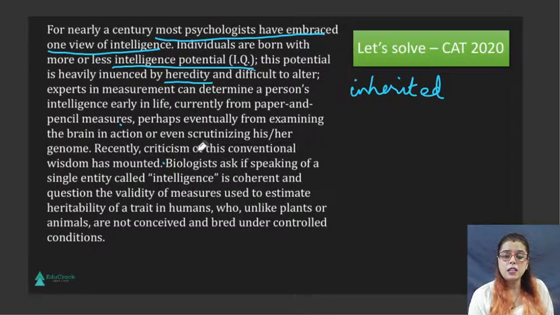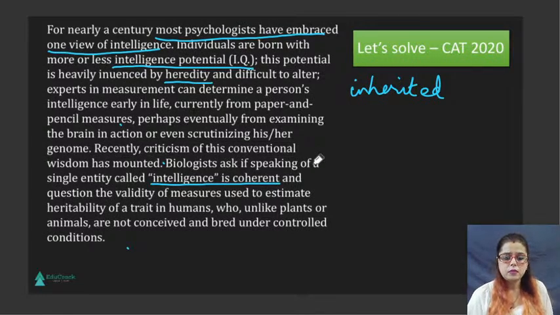Let's see. Biologists ask if speaking of a single entity called intelligence is coherent and question the validity of measures used to estimate heritability of traits in humans who, unlike plants and animals, are not conceived and bred under controlled conditions. So what is the question they are asking? If speaking of a single entity called intelligence is coherent. Their question is: is intelligence coherent? If you talk about intelligence only as a single entity that is being inherited, is this right? And they question the validity of measures used to estimate heritability of a trait in humans. They are questioning all the tests that have happened till now.